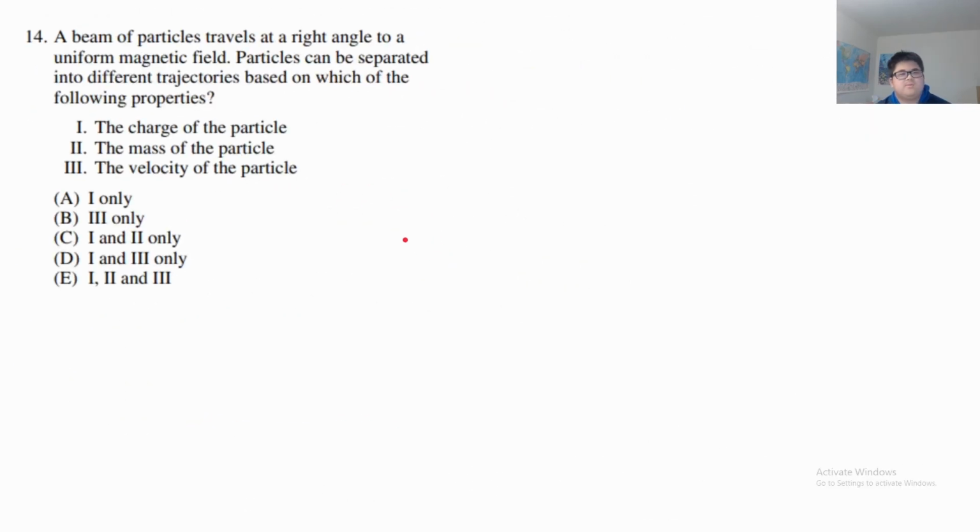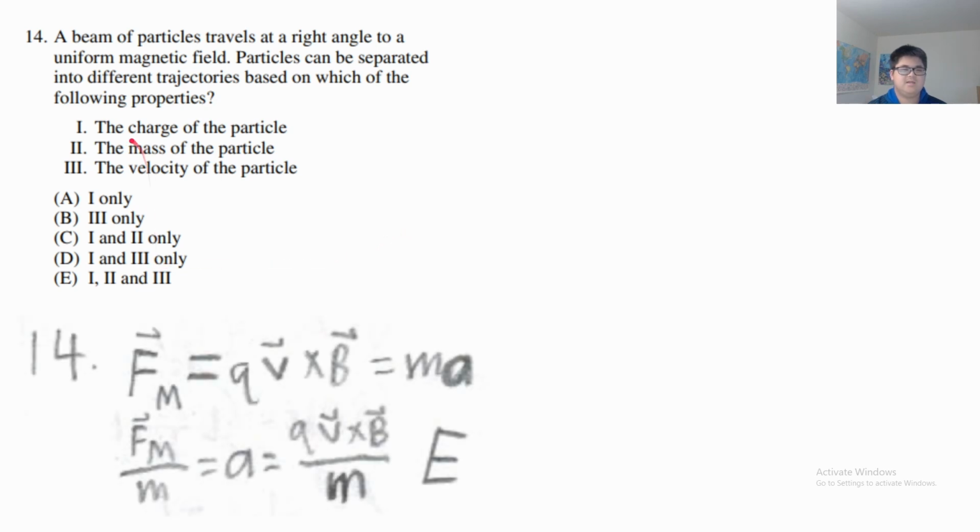Question 14, a beam of particles travels at a right angle to a uniform magnetic field. Particles can be separated into different trajectories based on which of the following properties? So the answer is E, which is all of them. And the reason why is because the magnetic force is equivalent to the charge times velocity cross magnetic field. So here the force is equal to this, and force is also equal to mass times acceleration.